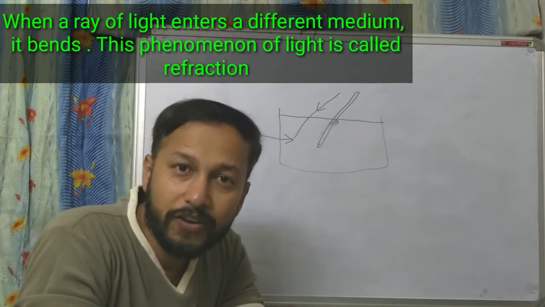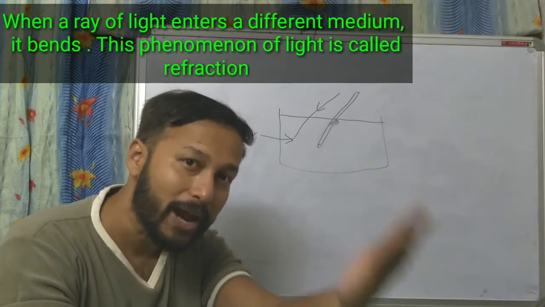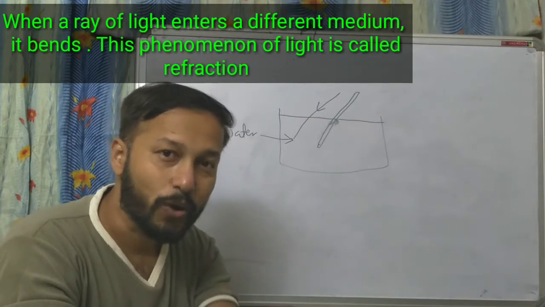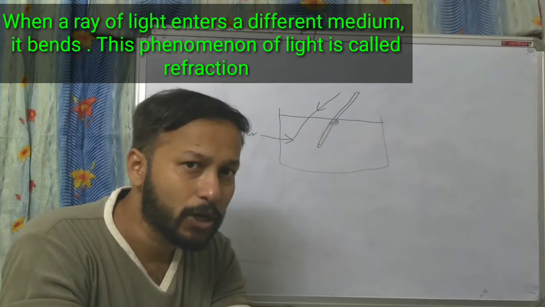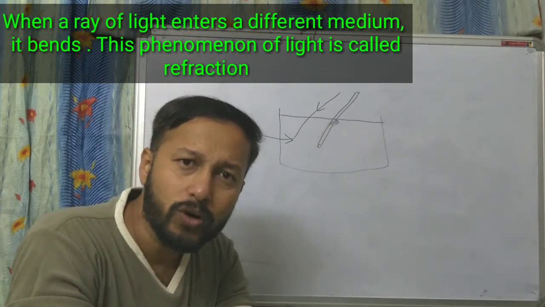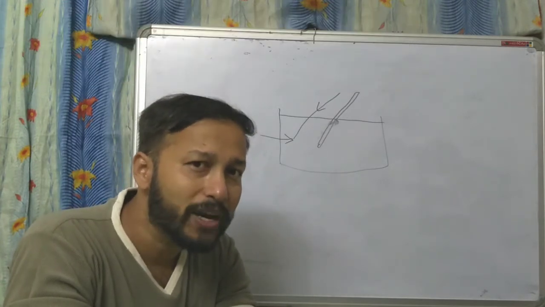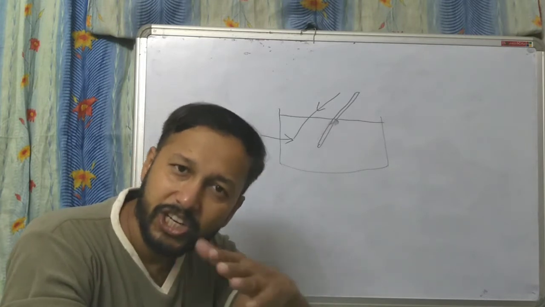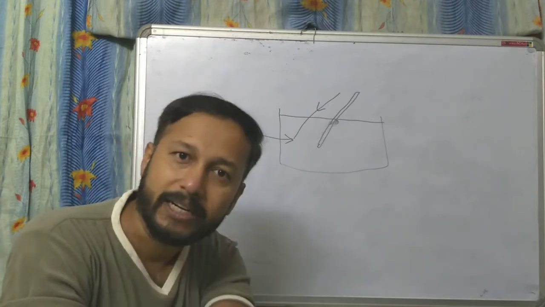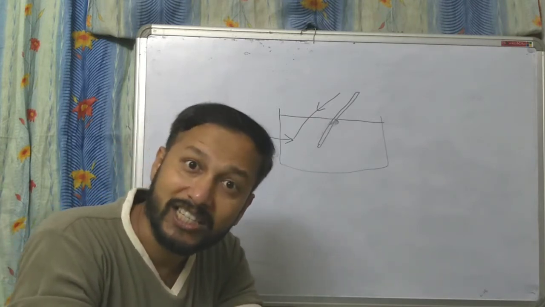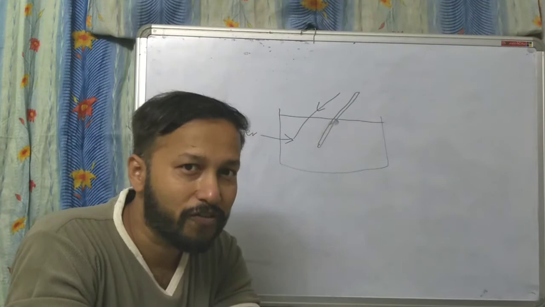So what is the definition of refraction of light? When a ray of light is going from one medium to another medium, like here, light is going from air to water, then light bends. Not only air to water, even air to glass, or air to kerosene, or kerosene to glass, or glass to air. Means whenever there is a change in medium, light is traveling from one medium and suddenly it enters another medium, the path of the ray changes. This phenomena of light is called refraction of light.